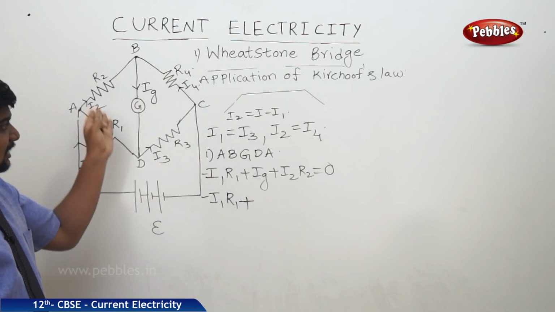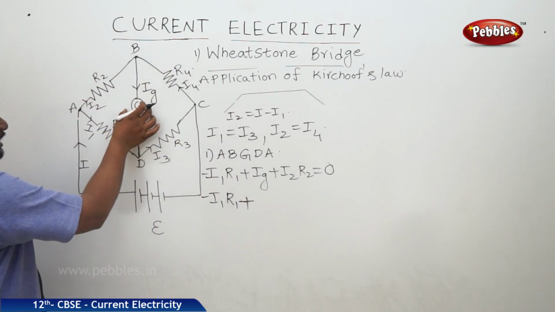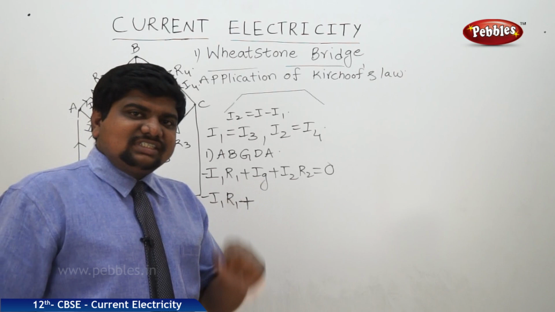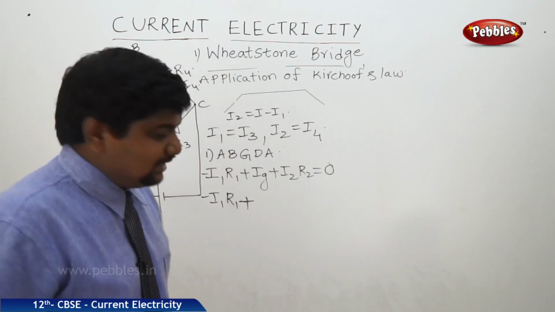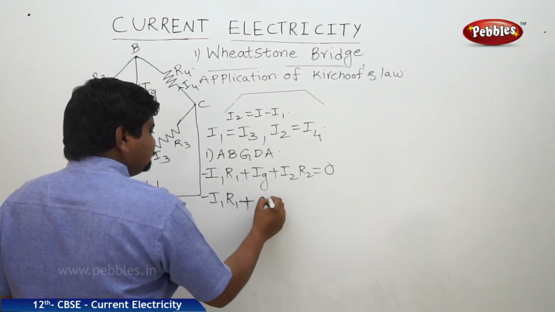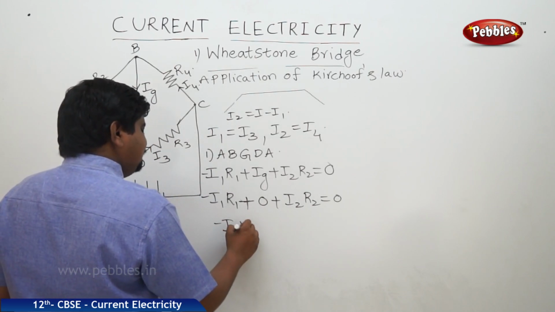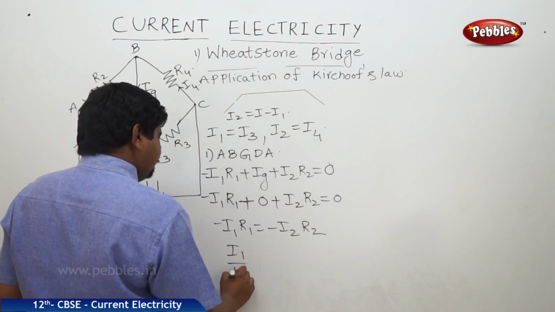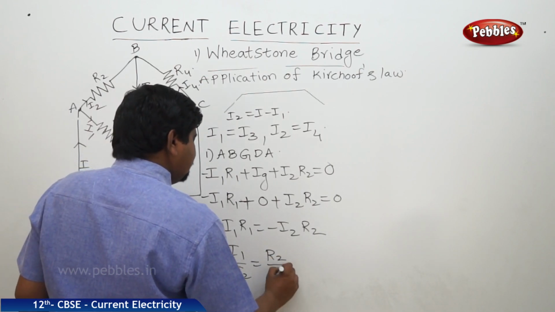Whenever the resistances are balanced or the potentials are balanced, there will be no potential difference. That's why the current reading in the galvanometer will be 0. What is the use of the galvanometer? It is a sensing device which senses the direction of current as well as the lowest values of current, means low electric fields. So minus I1 R1, at the time of balancing IG will be 0, plus I2 R2 is equal to 0. Therefore, minus I1 R1 is equal to minus I2 R2. Therefore, I1 by I2 is equal to R2 by R1.